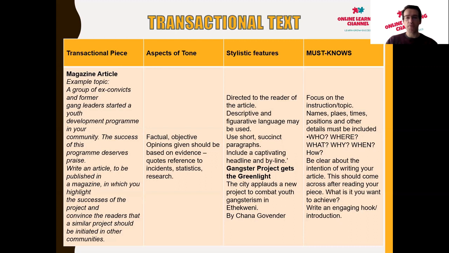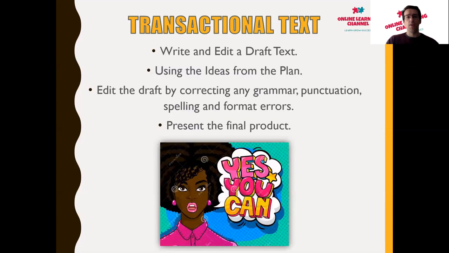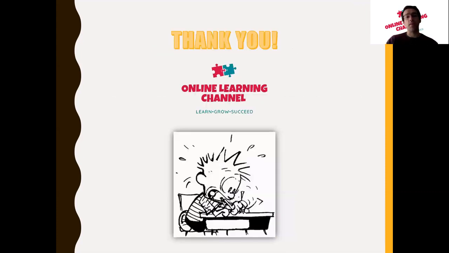This should come across after reading your piece, and what is it that you want to achieve? Write an engaging, say, introduction that is now going to hook your audience. Okay, so now with regards to transactional texts, again, it's always a good idea to write and edit a draft text before you produce the final product. Use ideas from the plan, piecing together your thoughts and ideas. Edit the draft by correcting any grammar, punctuation, spelling, and format errors. And then, of course, present that final product with a strong sense of confidence and a strong sense of conviction that is in line with your particular interests at the end of the day.